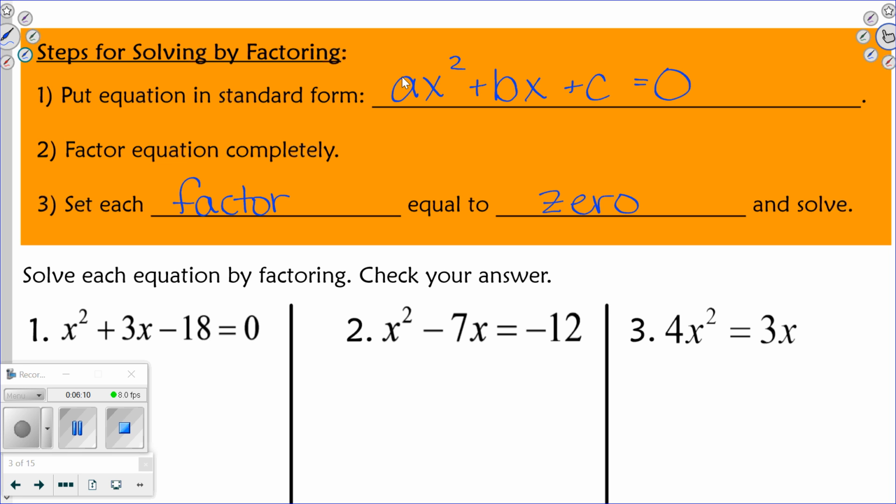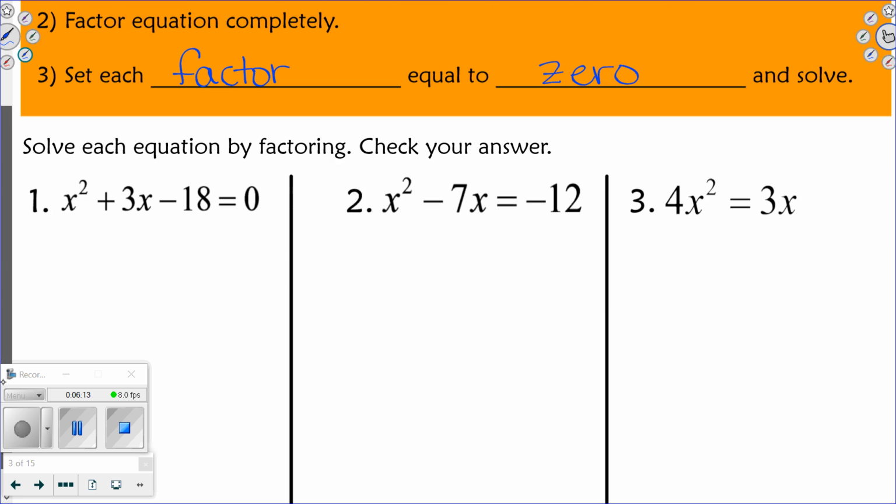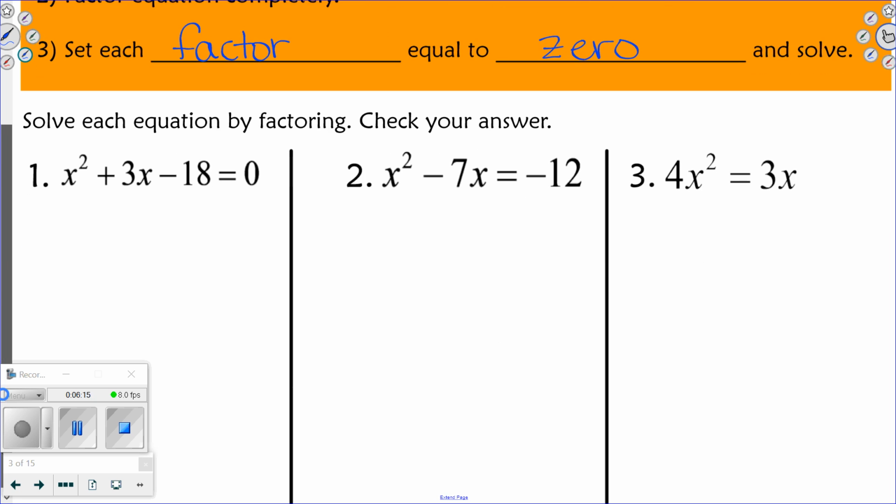All right, so number one, solve each equation by factoring, and then you can check your answers. So it's already in standard form, right? It's got my x squared, my x, and then my number, set equal to 0. So we will go ahead and factor. Is there a GCF in here? Nope, no GCF, so we'll set up our parentheses. My last one is negative. How do you multiply to get a negative? Good, 1 plus, 1 minus.